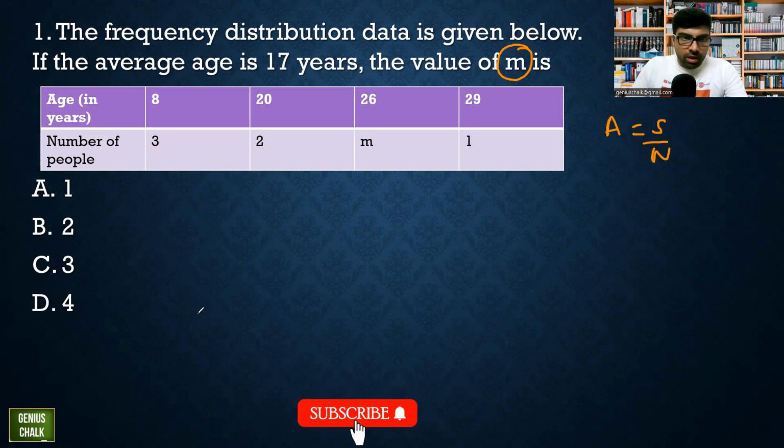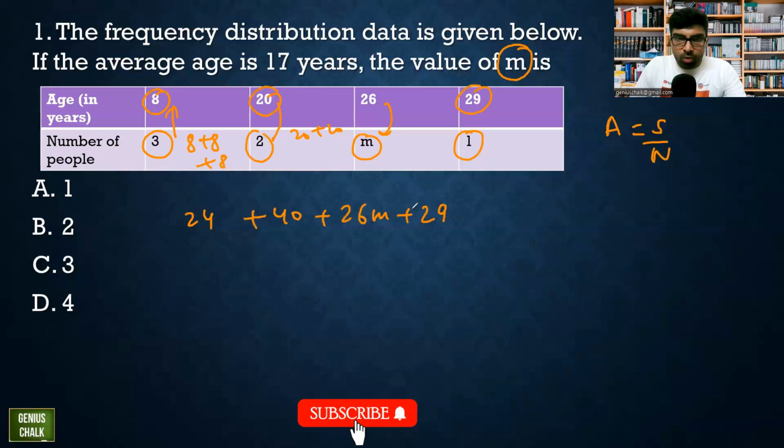So there are three people whose age is 8. So I can say 8 plus 8 plus 8. The total is 24. There are two people whose age is 20. So 20 plus 20, that is 40. There are M people whose age is 26. So 26M. One guy whose age is 29. So 29 into 1, that is 29. This is the sum of the things.